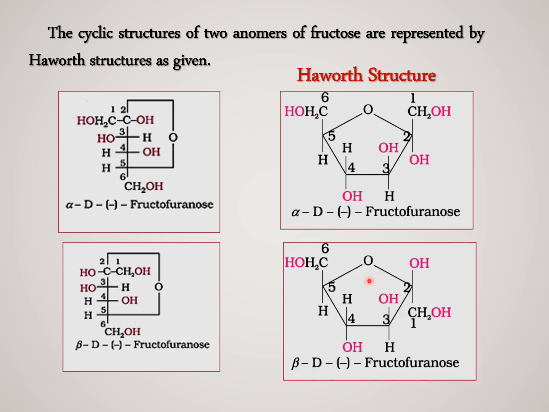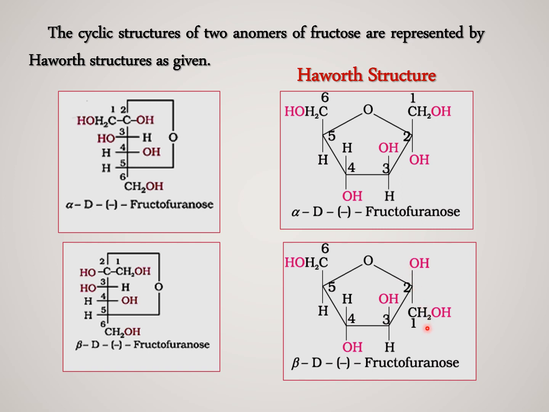When you are writing the beta structure, the configuration only varies at carbon number 2. In the beta-D-fructofuranose structure, at carbon number 2, the OH goes above the plane and CH2OH comes below the plane when you compare it with the alpha. If you look at the alpha form, at carbon number 2, CH2OH is above the plane, OH is below the plane. When you come towards the beta configuration, at carbon number 2, OH is above the plane, CH2OH is below the plane.